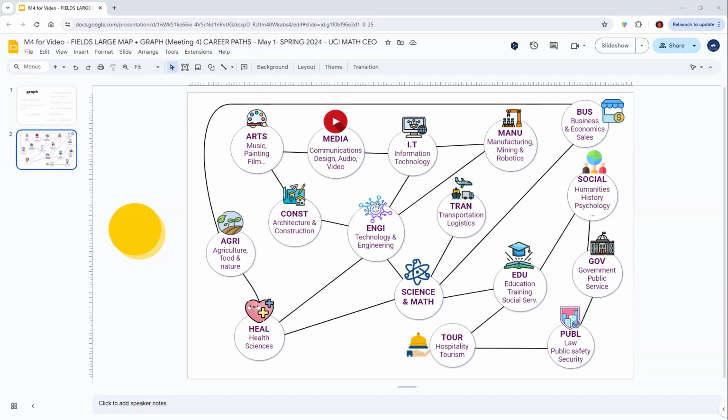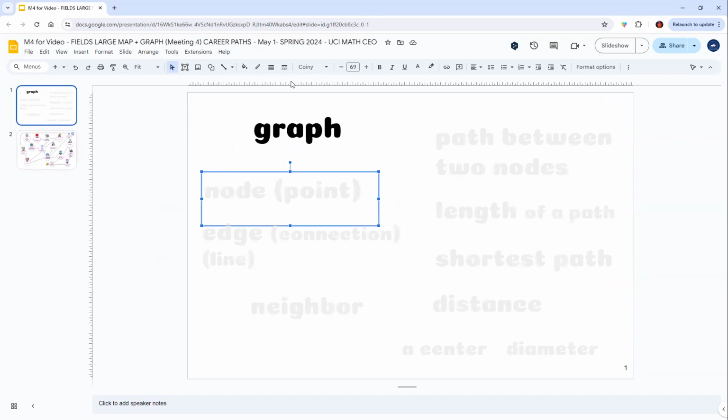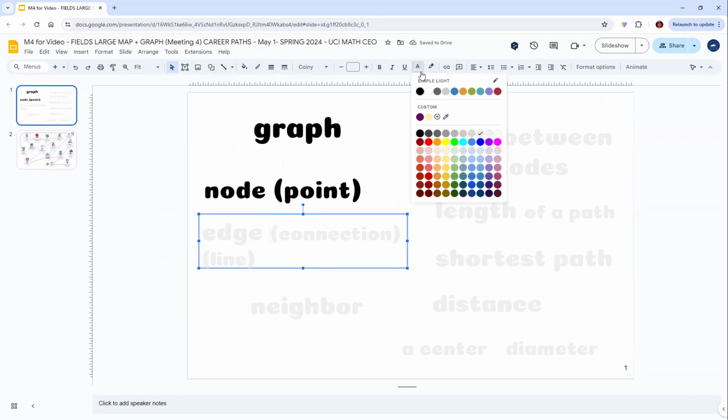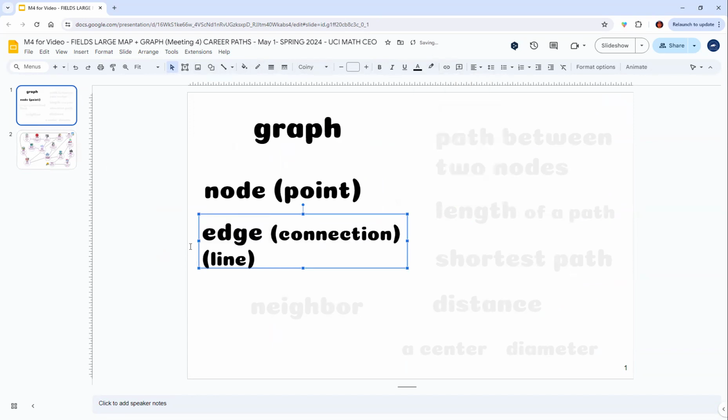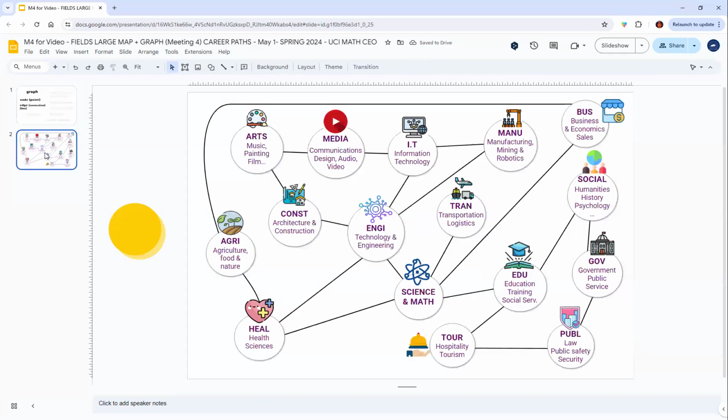So we'll explore many concepts that are important for our meeting 4 in the context, of course, of the career fields. So what is a graph? Well, a graph is a mathematical structure made out of nodes. We also call them points, and also not only the nodes, but the edges. So let me illustrate what is a node and what is an edge, which we also call connection or line.